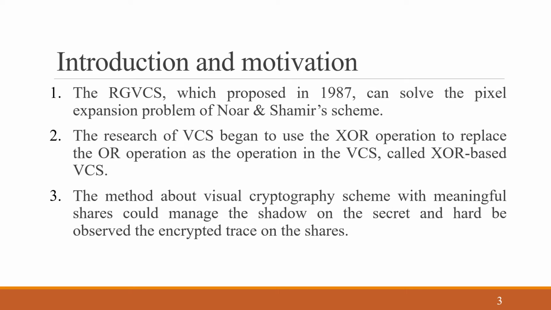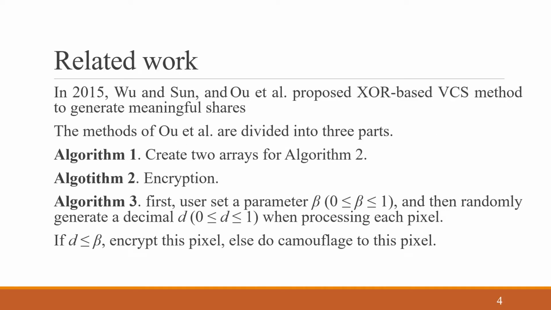Other people will be attracted by the encrypted traces on the meaningless shares. So meaningful shares are better than meaningless shares. In 2015, Wu and Sun and O proposed an XOR-based random grid method to generate meaningful shares. The method of O is divided into three parts.